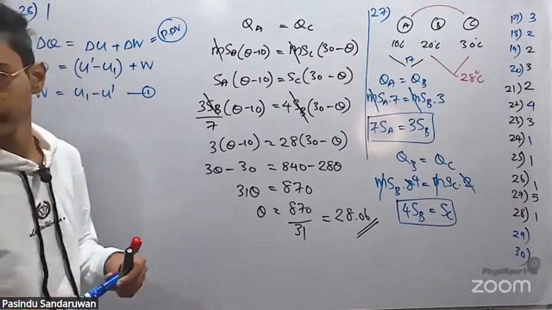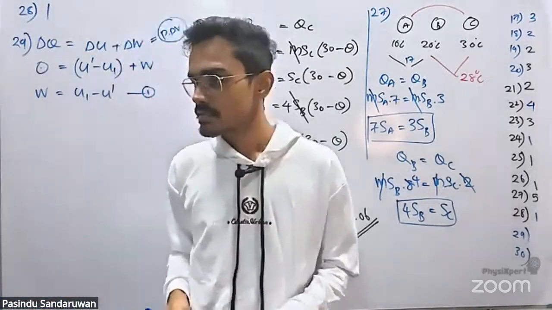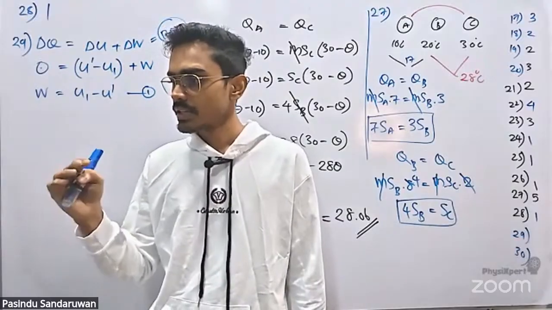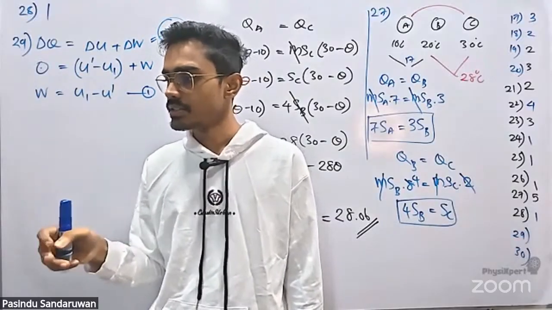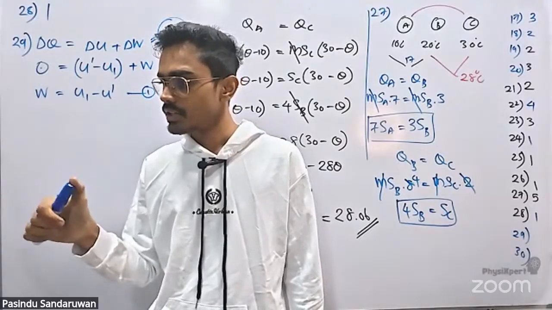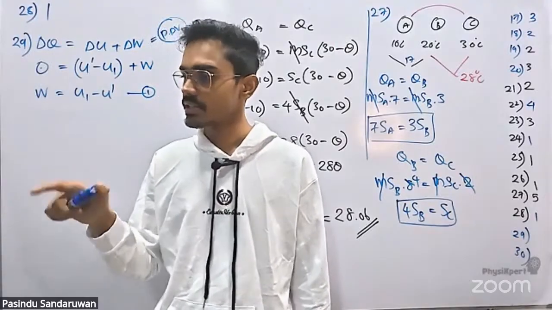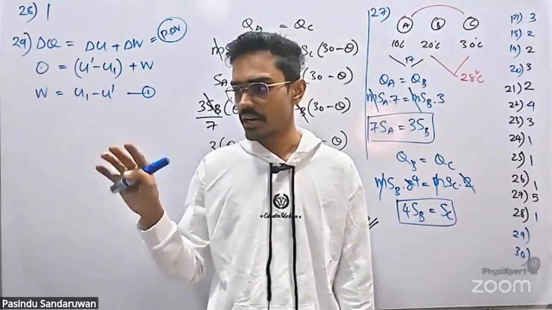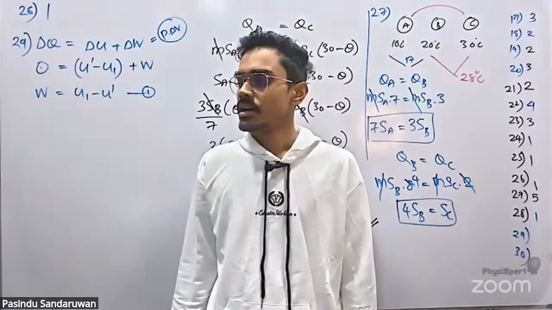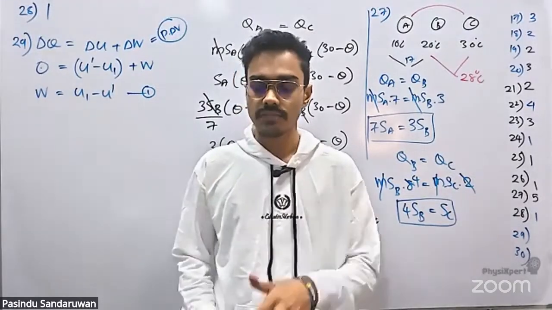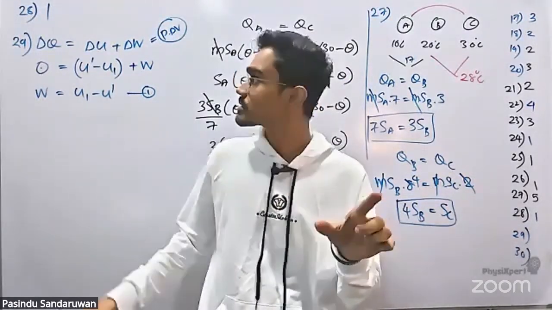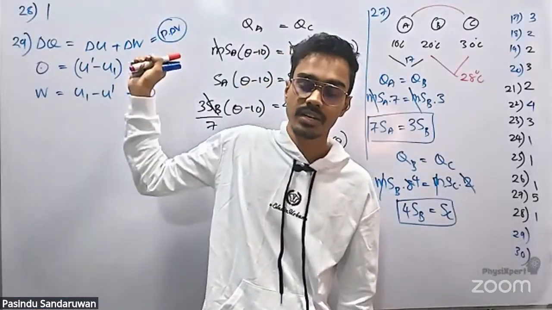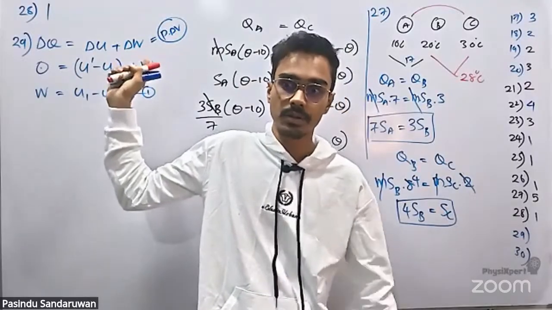And then to this, Q amount of heat is supplied to the gas under constant volume and pressure. Under constant volume, again you can see delta W is going to be 0, right? Constant volume means delta W is 0.